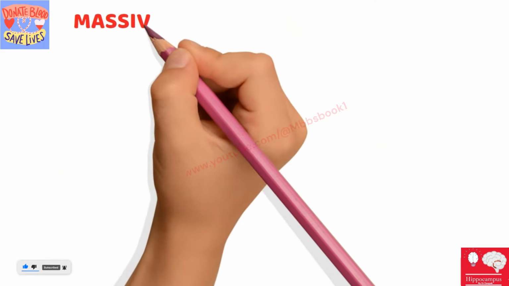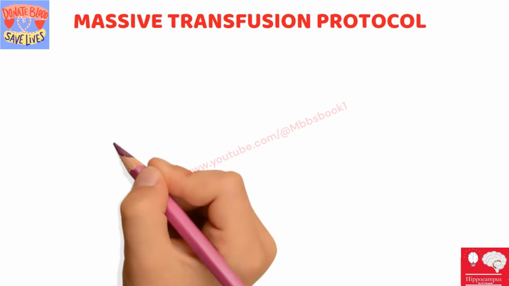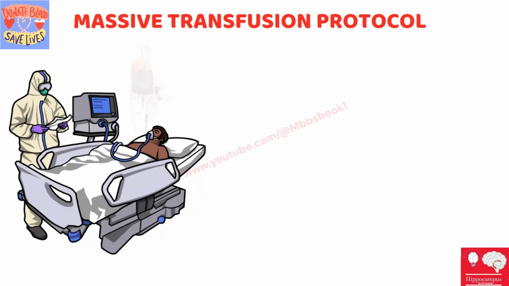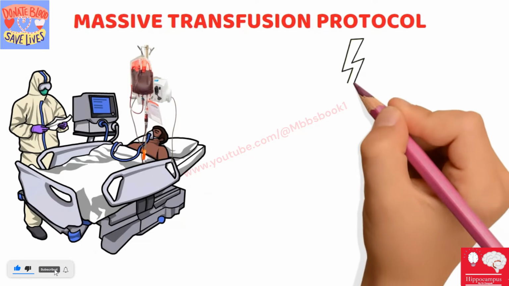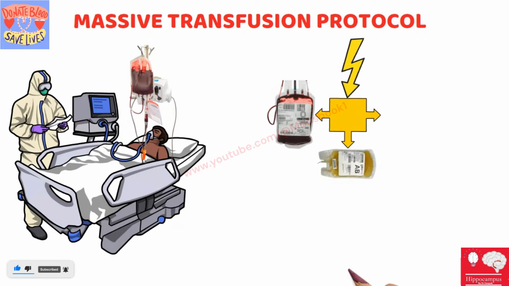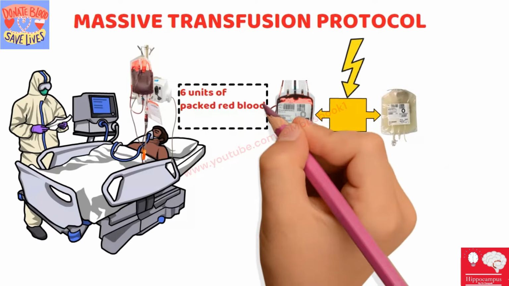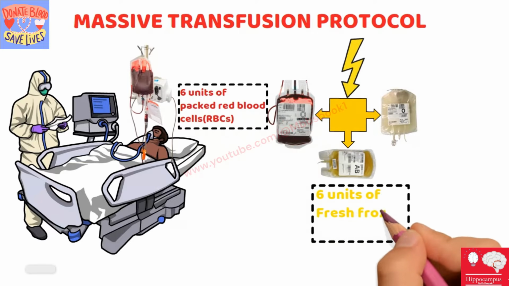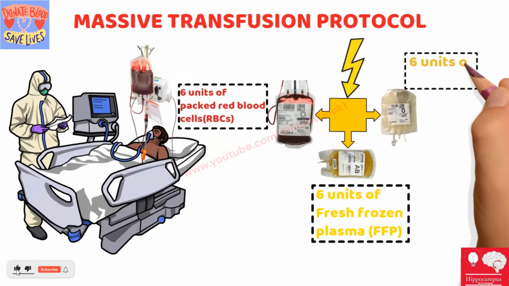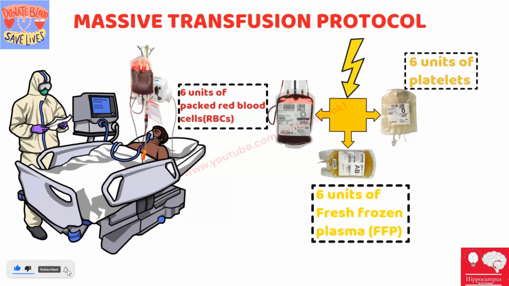So there is a massive blood transfusion protocol which is initiated whenever we anticipate that a patient would require such a large quantity of blood. In massive blood transfusion, we will be giving 6 units of packed RBC, 6 units of fresh frozen plasma, and 6 units of platelet-rich plasma to the patient. Now, regarding platelets, these 6 units can be condensed into a single bag.